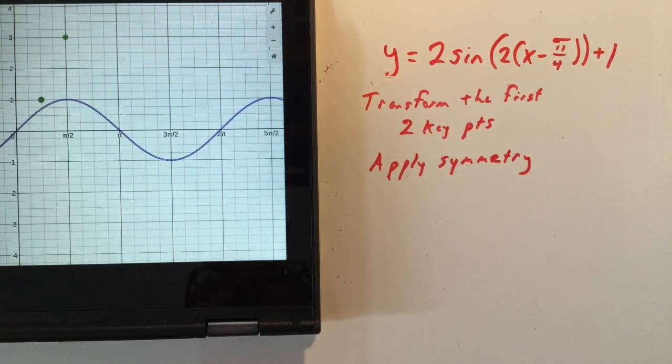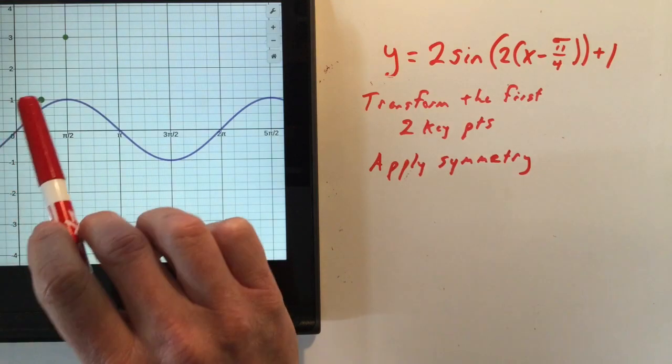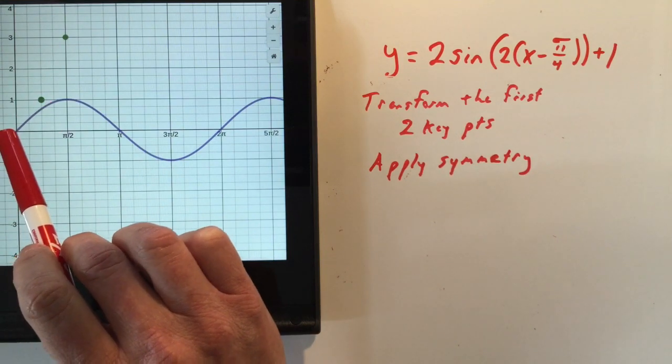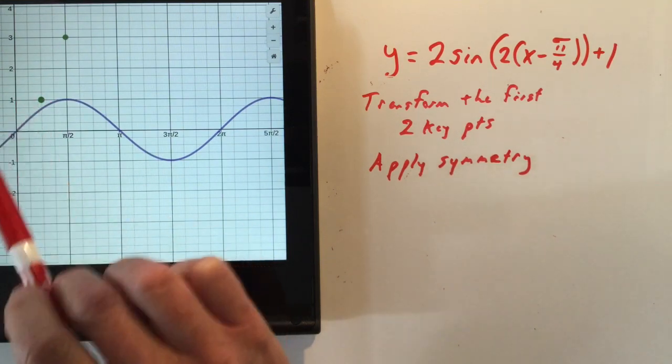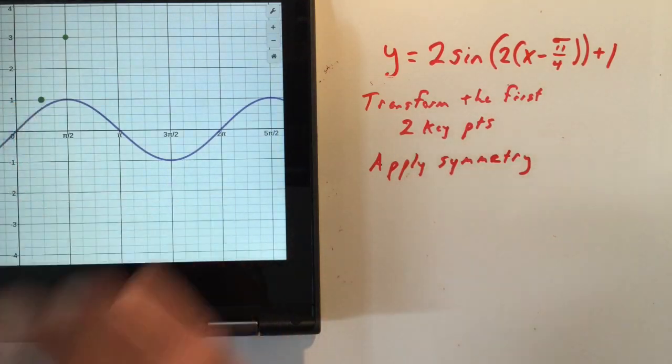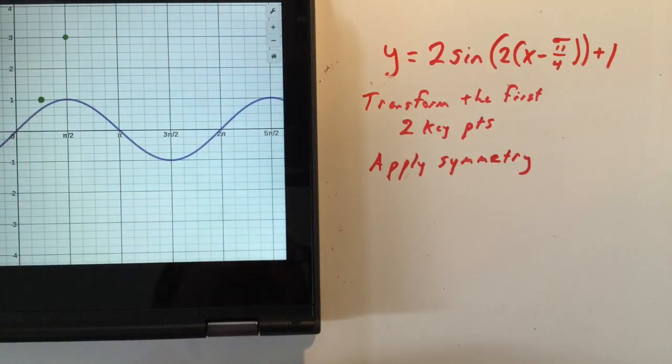Okay, so after you have transformed those first two key points, what you now have is this point of inflection. This point of inflection was transformed from a point of inflection. So once you make those transformations, there's no amount of transformations that can change the fact that that will be a point of inflection. That's important. Similarly with this max, once you've done the transformations on the max, there's no amount of transformations that are going to affect whether or not that's a max.